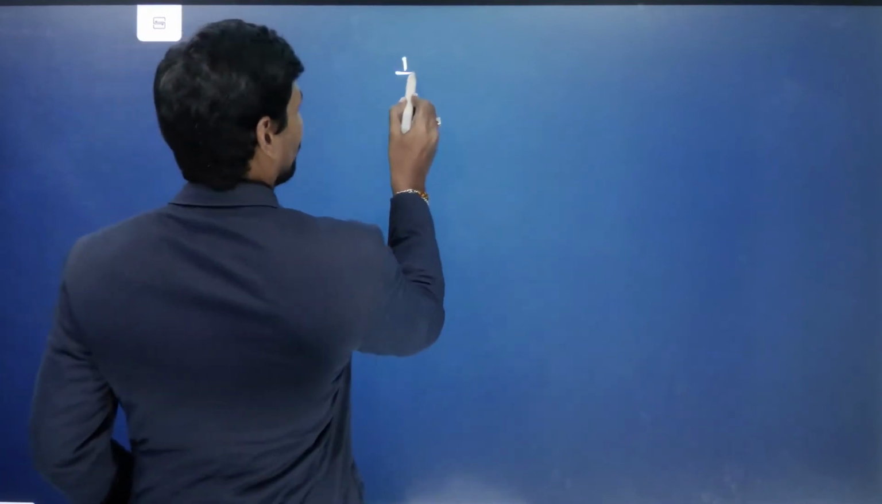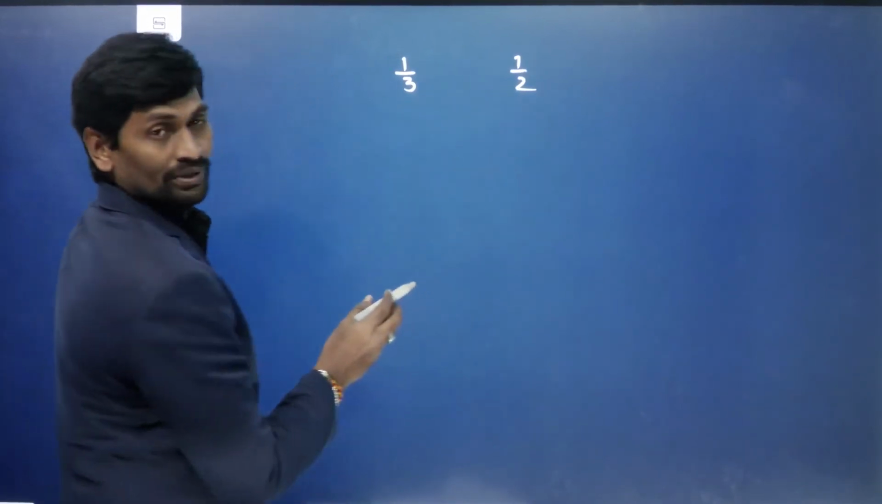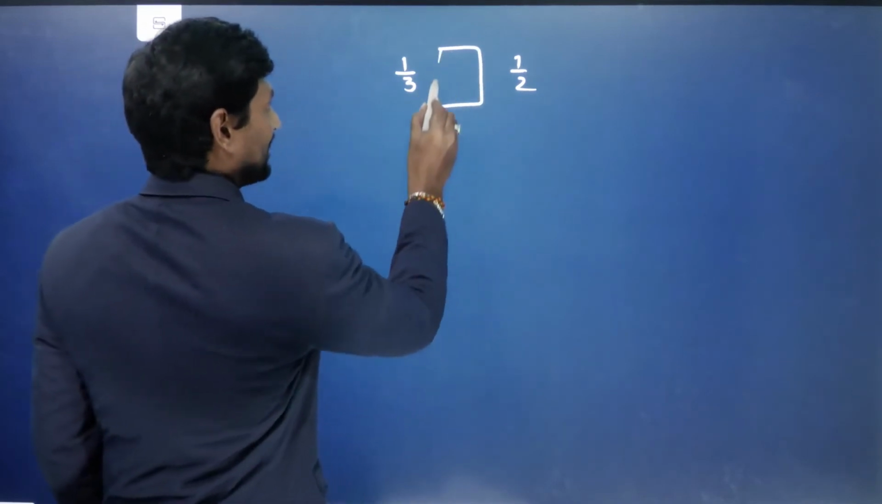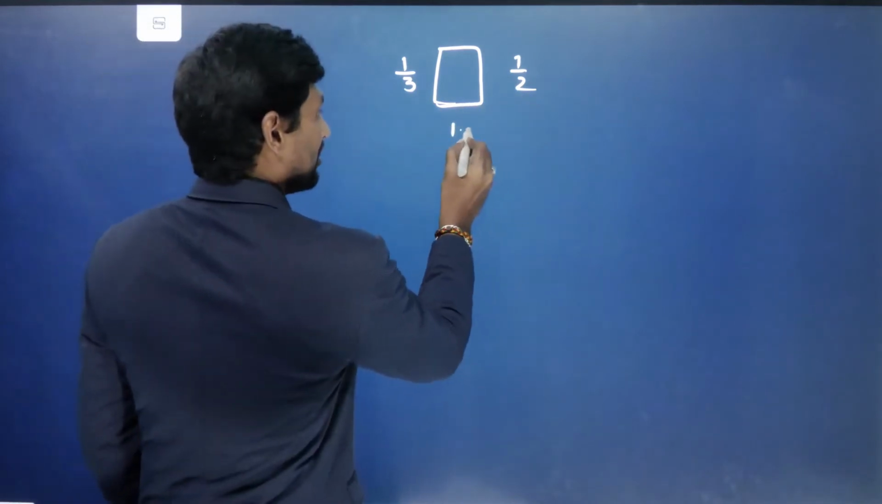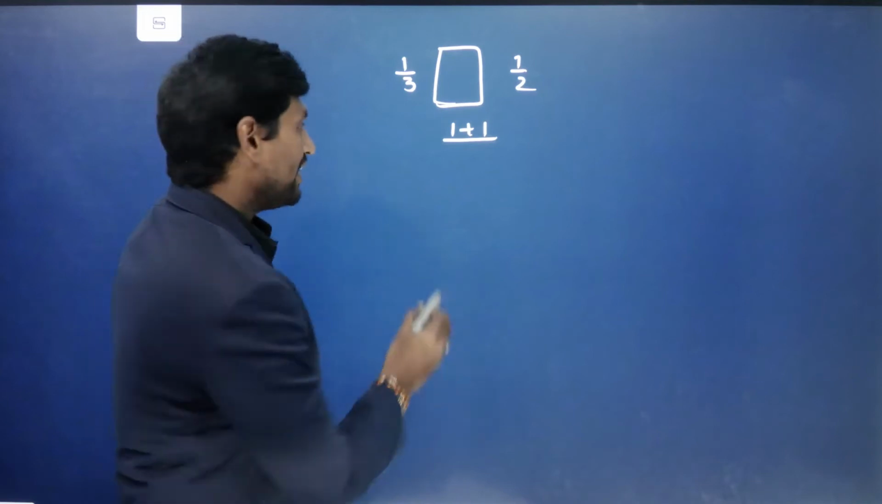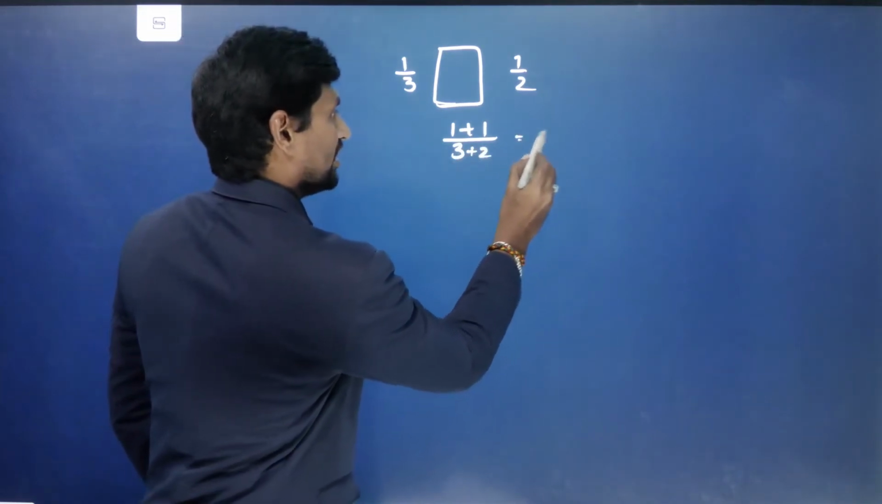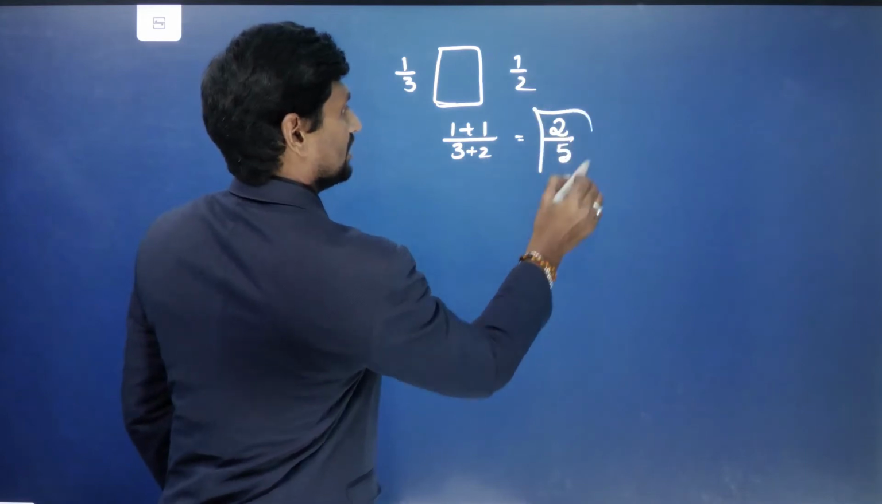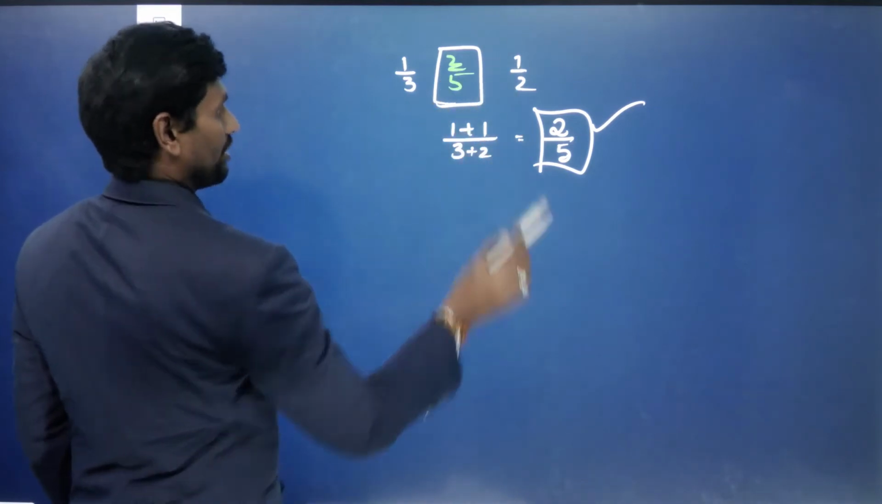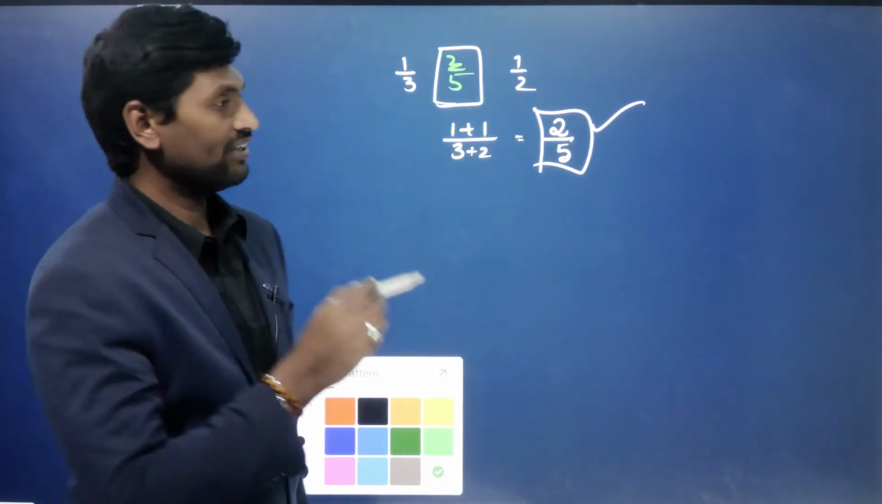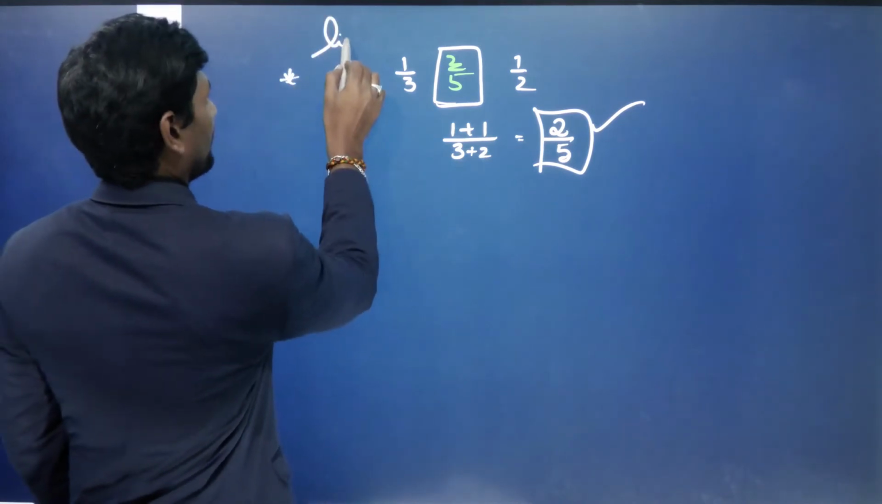Let us go to the next problem. If a fraction is greater than 1 by 3 and less than 1 by 2, that means the fraction lies exactly between 1 by 3 and 1 by 2. So between means sum of numerators by sum of denominators. So that must be 2 by 5. This is the number which lies exactly between 1 by 3 and 1 by 2.